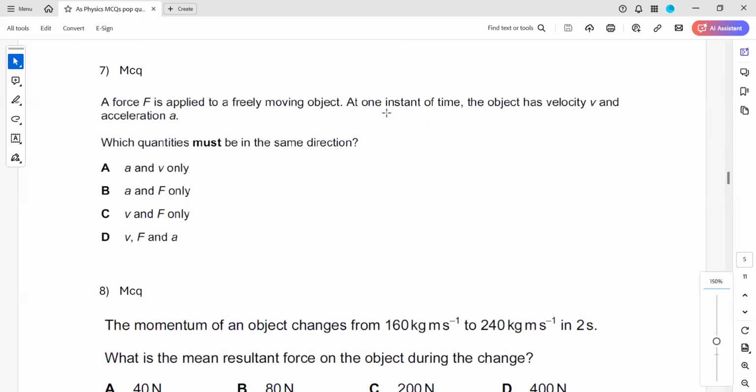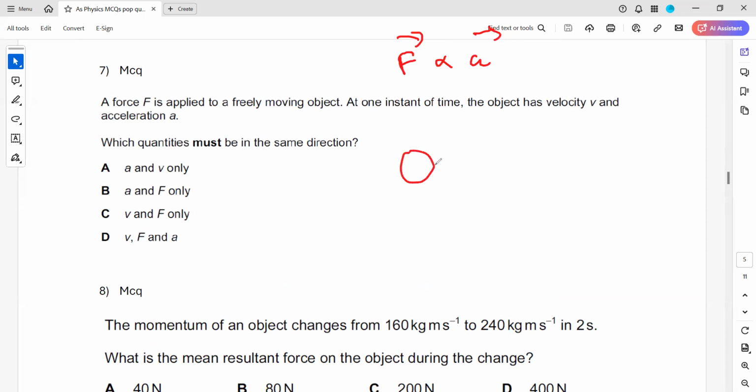In question 7, remember one thing: according to Newton's second law, acceleration is directly proportional to the resultant force, and the direction of the acceleration is always the same as the direction of force, irrespective of what happened to the object.